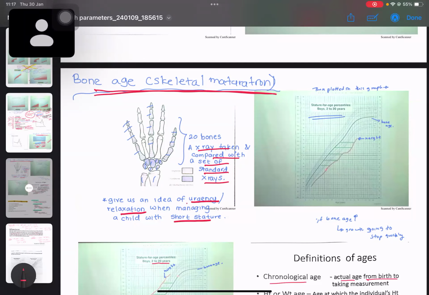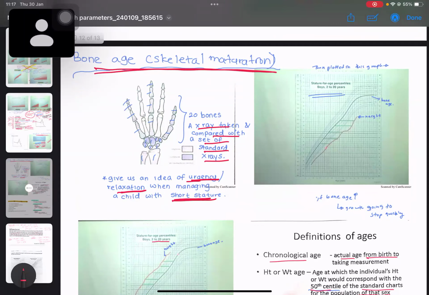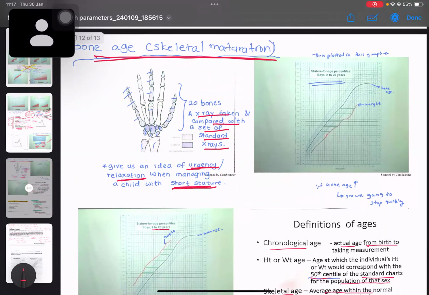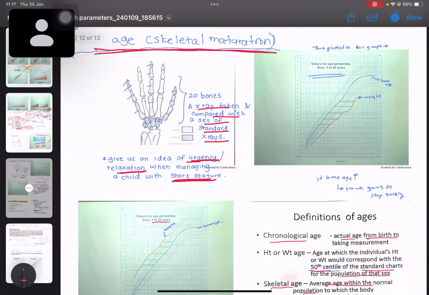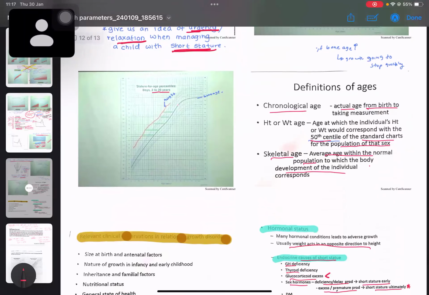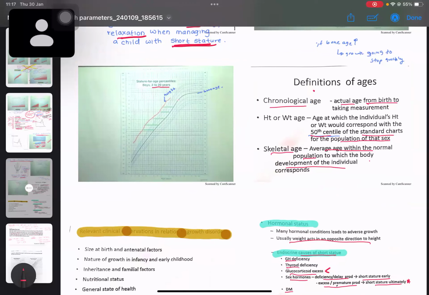It gives an idea about the urgency when managing a child with short stature, whether we have to treat the child urgently or we can treat the child with short stature in a relaxed manner. That depends on the bone age. You don't need much about this. Just know that bone age, the X-ray of the wrist and hand, is used when investigating short stature. That's enough.